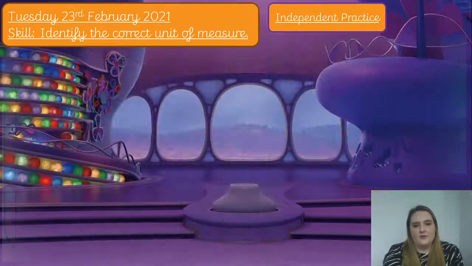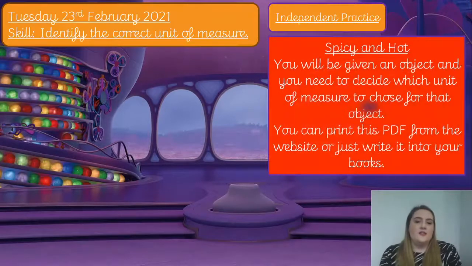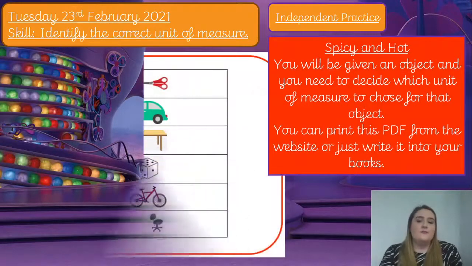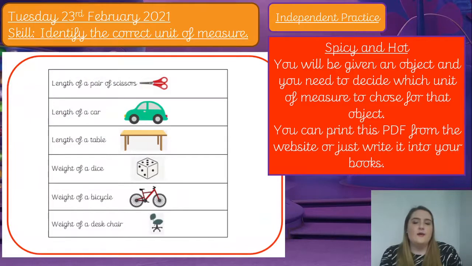That's the cool challenge and the mild challenge. If you would like to do spicy and hot, you're going to be given an object and you're going to need to decide which unit of measure to choose for that object. You're not going to be given any hints, unlike in the cool and mild challenge, you're going to be choosing which unit of measure to use instead. Once again, you can print this PDF from the website or you can just write it in your book. So you could write, for example, the length of a pair of scissors equals and whether you would use centimetres or metres. I'd like you to pause the video and complete your main challenge now. Off you go, please.